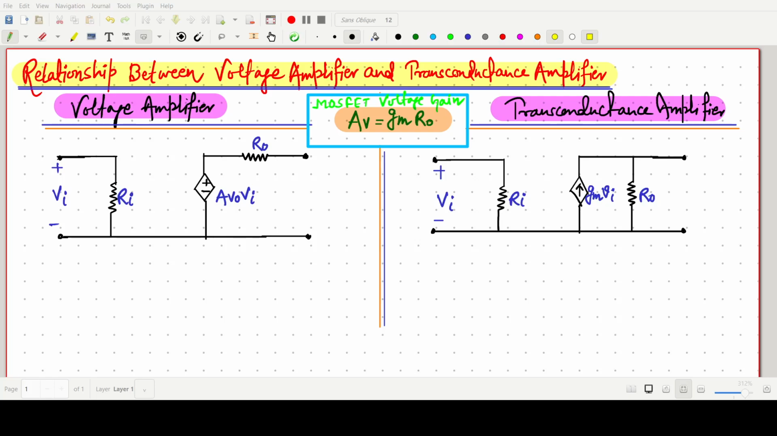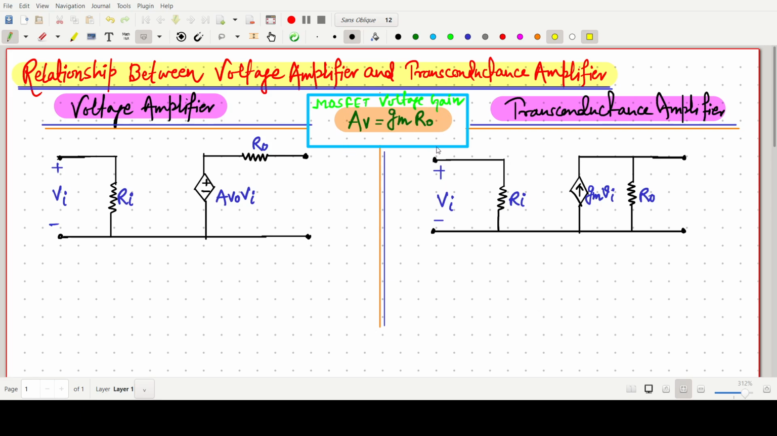Welcome everyone. In this video lecture, we will think about a very fundamental relationship between the voltage amplifier and transconductance amplifier. In MOSFET AC voltage gain, we have seen this expression, the voltage gain Av equals gm times Ro, Av = gm Ro. So this is the relationship: voltage amplifier gain equals transconductance amplifier gain times the output resistance.